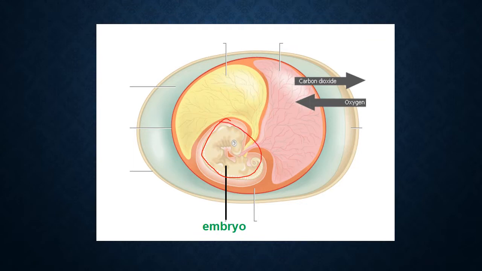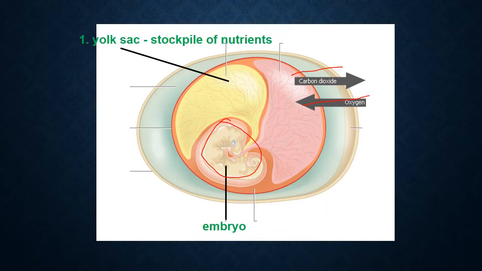And keeping in mind that in the egg we need to still be getting rid of carbon dioxide and be able to let oxygen come through. So to start with, we have our yolk sac. And that is just where lots of nutrients are stored that help to feed the embryo. That's one of the extra embryonic membranes.